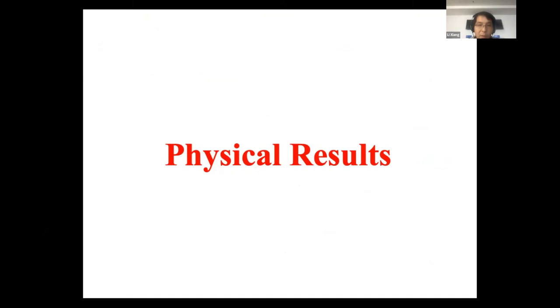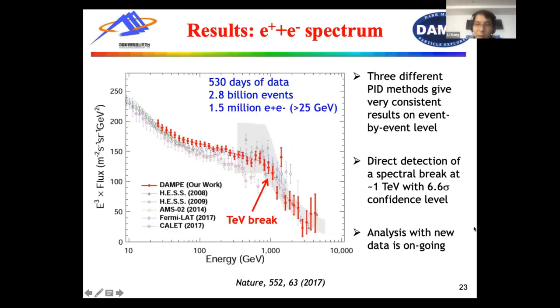And the physical results. Sorry. So using the first 1.5 years of data, we published the total electron plus positron spectrum from 25 GeV to 4.6 TeV energies. In this analysis, we applied three PID methods to give very consistent results on an event by event level.